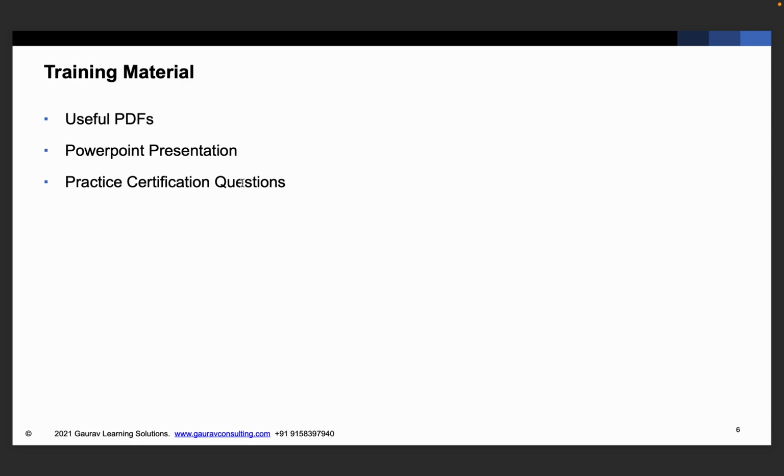What about the other training materials that would be provided? You will be provided with useful PDFs, some of which are very important for you from the certification exam point of view, and some PDFs that we will be creating and sharing with you to execute the scenarios. You'll also be getting the PowerPoint presentations of some of the topics that I'm going to discuss during the session. And you will also be getting the certification practice questions. If you are planning to go for the certification after this course, what kind of questions are asked? We have a list of around 150 to 200 questions which will help you to prepare for your certification exam.